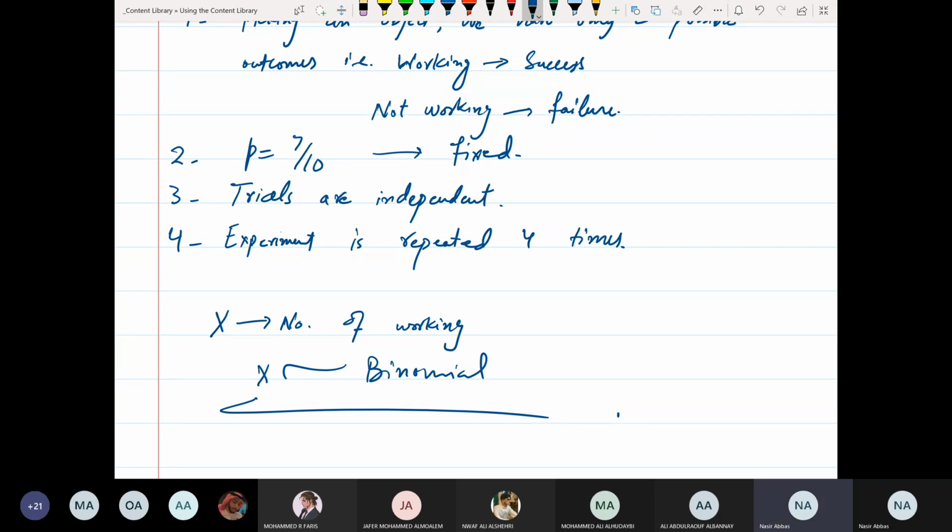And in the next class, I will tell you what will be the probability mass function of X, what will be the mean of X, what will be the standard deviation of X. I will give you all the shortcut expressions. The most important is to recognize if X is binomial.